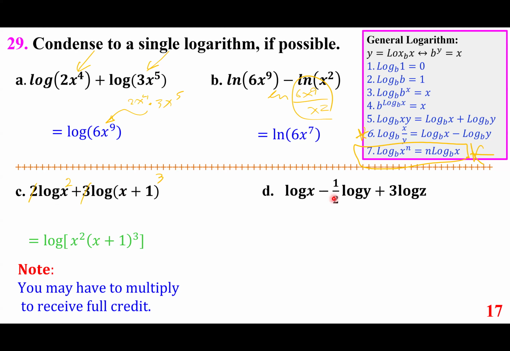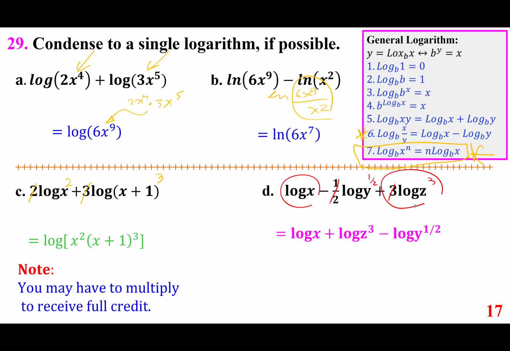Now, what about this one? First, put the 1/2 up here. And this one is log z cubed. And then you change the order. So this one and this one have a plus sign, so put them next to each other. So class, here's what we do. So 1/2 goes up here, and 3 goes up here. And we're going to put these two next to each other.